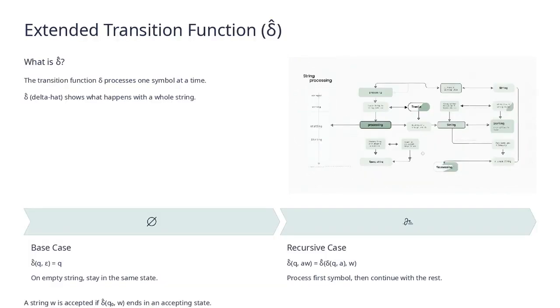A note on the extended transition function. The transition function δ takes one symbol at a time. But what if we want to see what happens to a whole string? That's where we use δ-hat, called delta hat, the extended transition function.